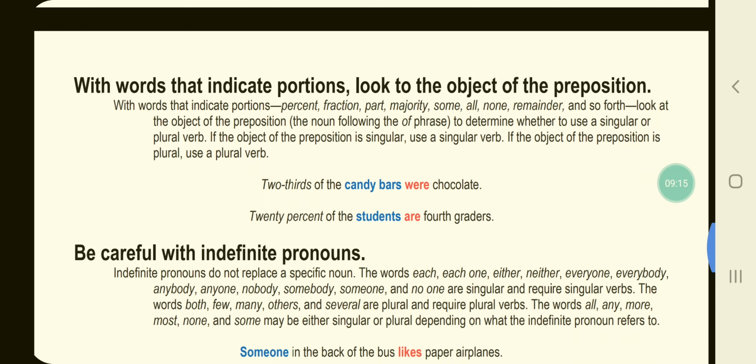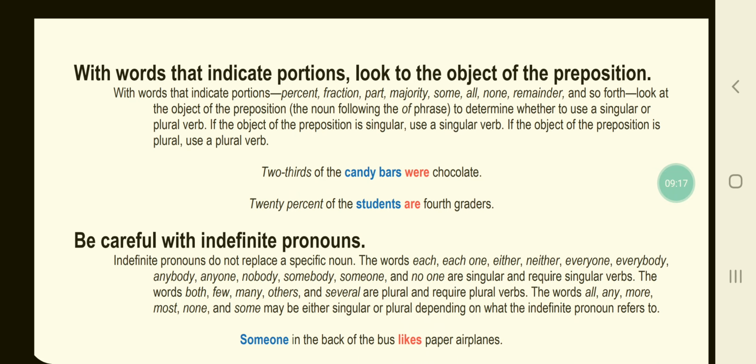Now, with words that indicate portions, look to the object of the preposition. Now here, what happens? With words that indicate portions, percent, fraction, part, majority, sum, all, none. Now children, what happens here? We need to look at the object of the preposition, the noun which follows the of phrase, to determine whether to use a singular or plural. Now, if the object of the preposition is singular, of course, we will use a singular verb. If the object of the preposition is plural, we will use a plural verb.